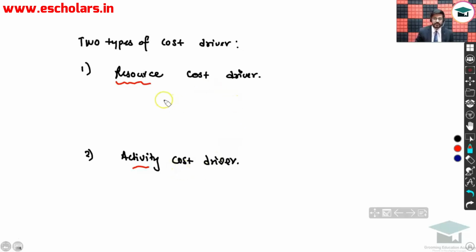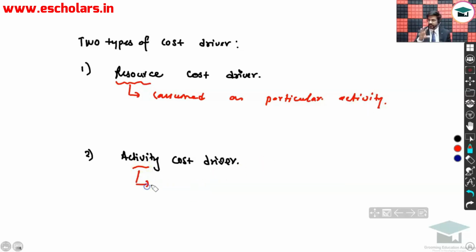See what happens in case of resource cost drivers. We check how much resource is consumed on a particular activity. On a particular activity, how much resources we are consuming. And in case of activity cost driver, we check the frequency of the activity. Now let me give you two simple examples to have a good understanding of this resource cost driver and activity cost driver. Understand?